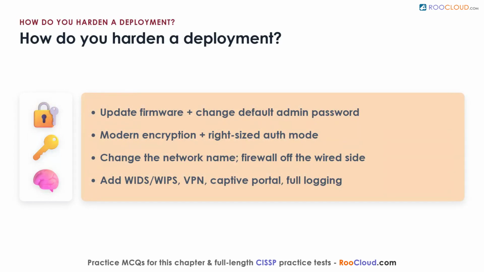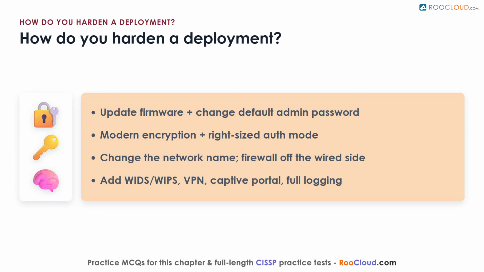So what does a solid Wi-Fi deployment look like in order? It stacks several habits together. Start by updating firmware and replacing the default administrator password with something long and unique. Turn on modern, protected access encryption and pick an authentication mode that fits your scale.